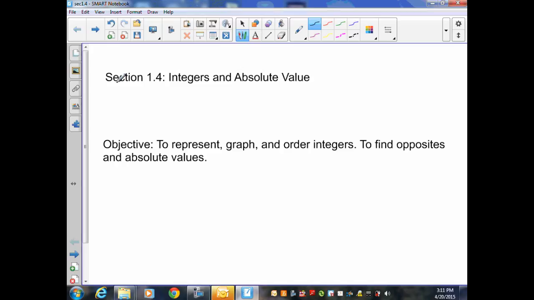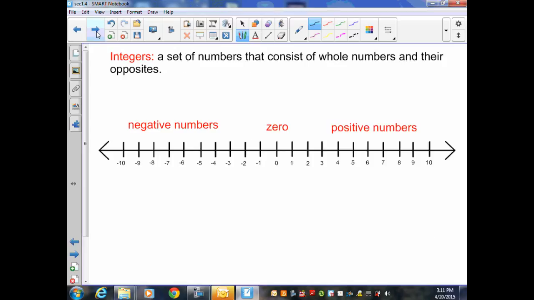Section 1.4, Integers and Absolute Value. Integers are a set of numbers that consist of whole numbers and their opposites. We already know that the whole numbers on a number line are the value of 0 and all the numbers to the right, or positive values. There are no fractions or decimals. Therefore, 0, 1, 2, 3, 4, and 5, and so on.